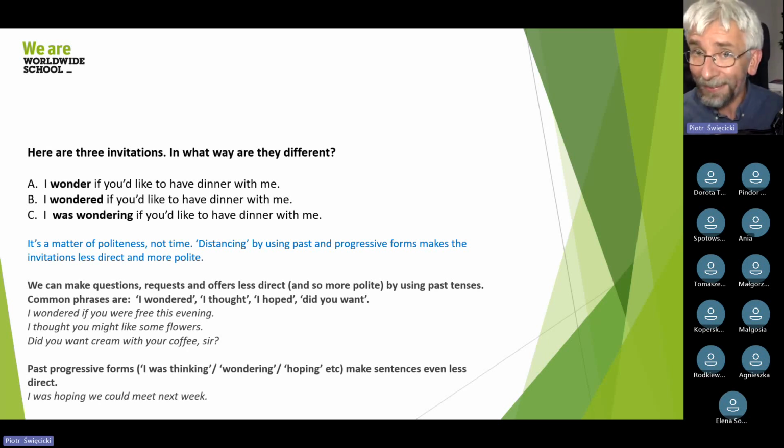I was hoping here doesn't really have to mean that all hope is lost because you're talking about the past. It's more or less the same as I hope we could meet next week, or yes, something like this. So I was hoping we could meet next week means actually you still hope that it's possible, but you're just creating a more formal, more indirect sentence.